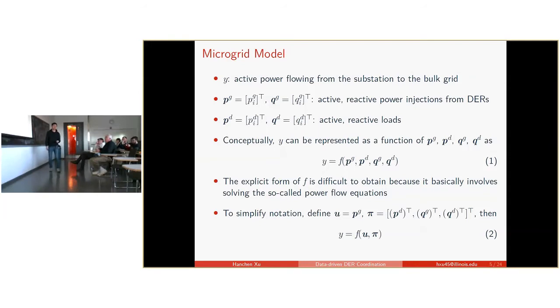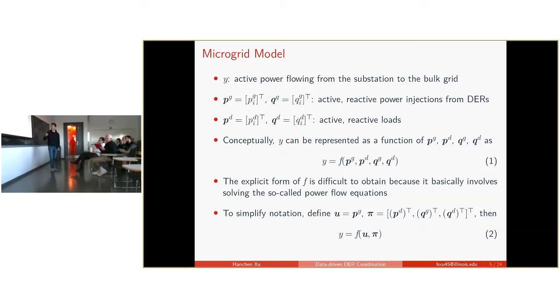Here, if we know the exact microgrid model, then this is very trivial, since we can directly solve the optimal power flow or just power flow problems to achieve this. But the problem is that we may not know an exact power flow model. Actually, for a microgrid, we may not even know the model. So the setting we are considering is that we don't know the actual microgrid model.